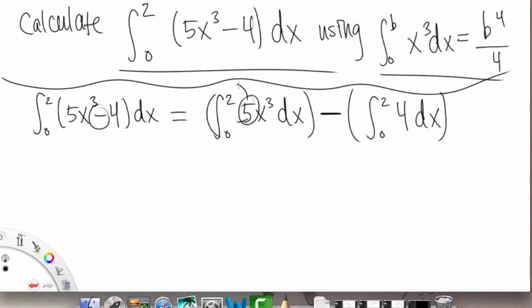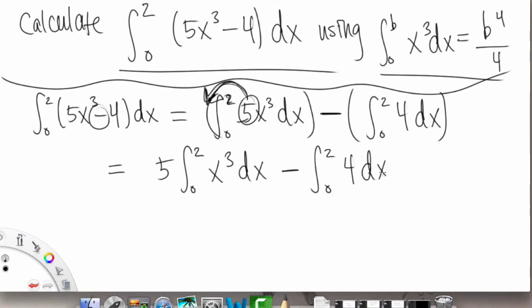This constant 5, so according to the constant multiple rule, which is a name I just kind of made up, but it is a constant multiple, right? So we can bring that out. Basically, that's like our c. So if we do that, we can have 5 times the integral from 0 to 2 of x to the third dx minus the integral from 0 to 2 of 4 dx.